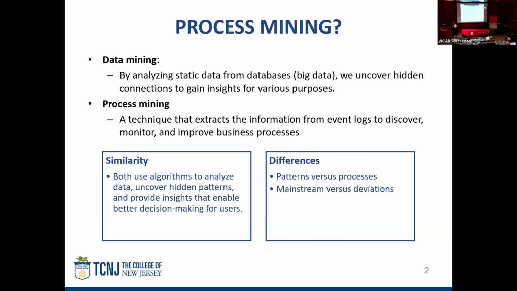Versus for process mining, we're focusing on the deviation. So we have the main processes, and then after we discover the possible processes, we look at how a few processes deviated from the norm, and why it's deviated, whether it's acceptable or not acceptable, whether it's also considered a violation. So we're more focused on the deviations rather than the mainstream. I would say that's the main difference between data mining and process mining.